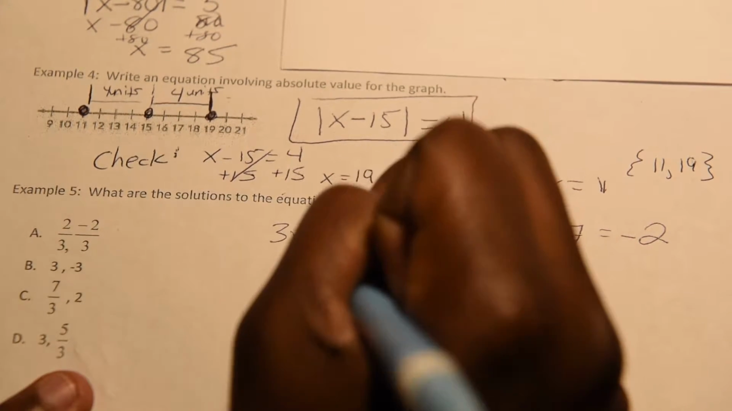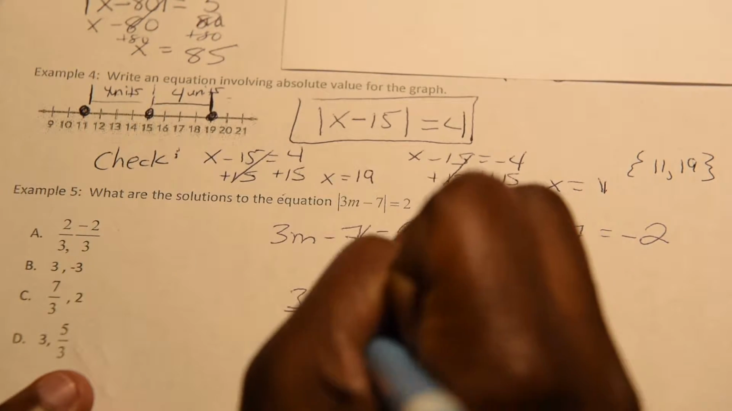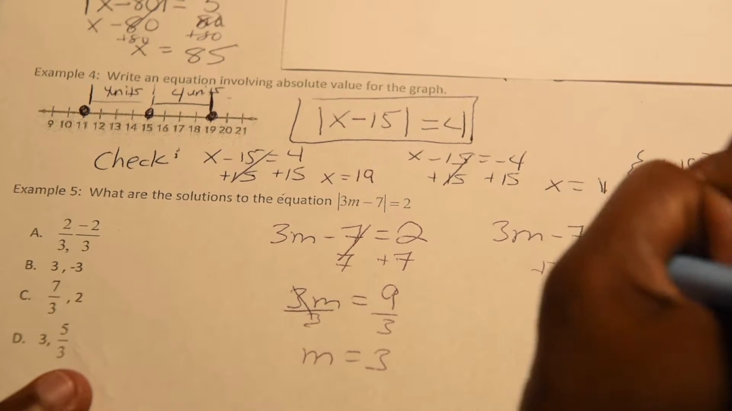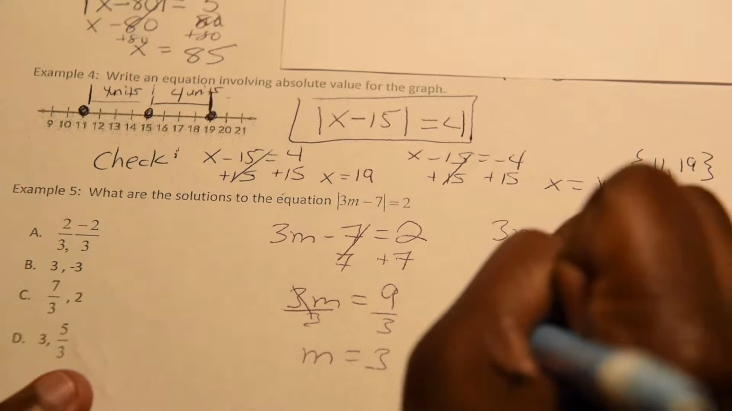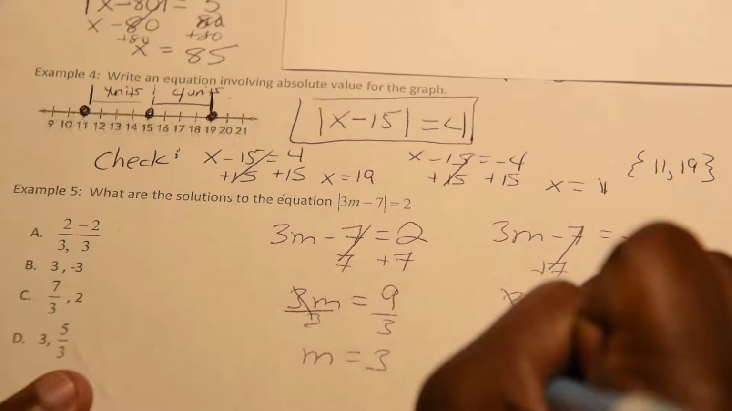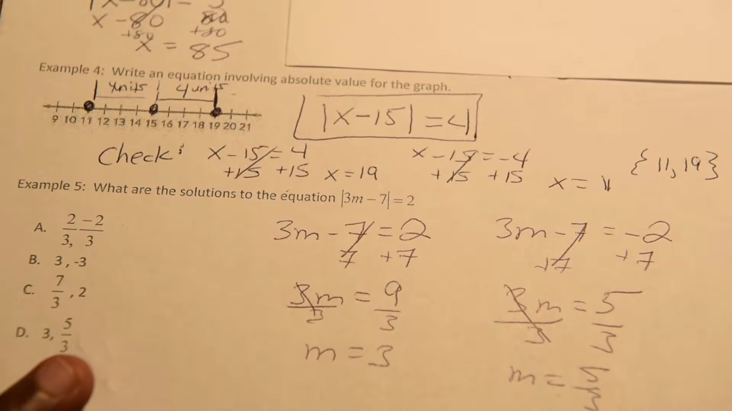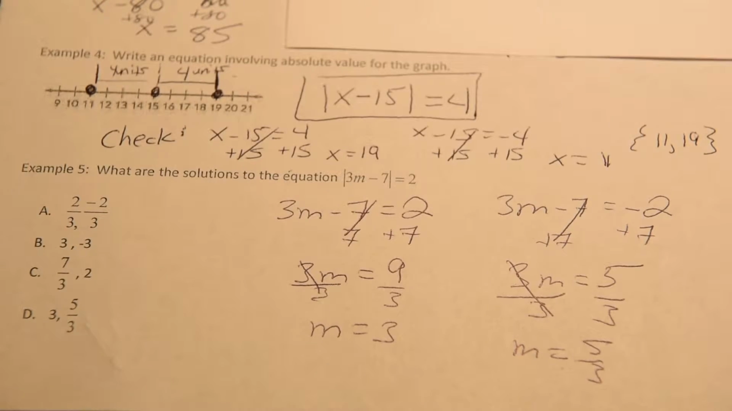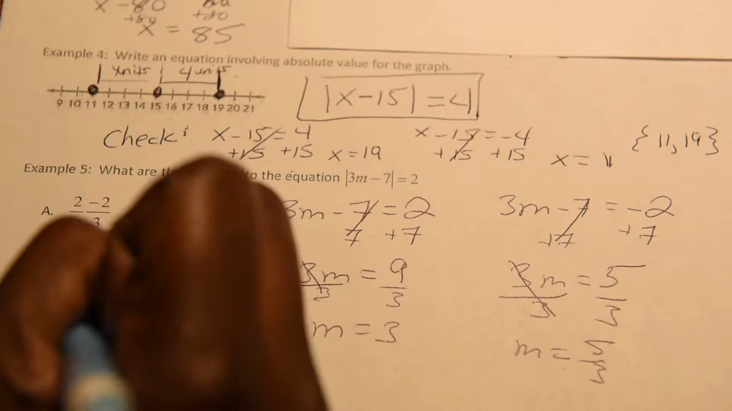We add 7 to both sides. 3m equals 7 plus 2 is 9. Divide by 3 on both sides. M equals 3. In the second one, we add 7 to both sides. 3m equals 7 minus 2, which is 5. Divide by 3. M equals, hopefully you said 5 over 3, because remember, we're not turning it into a mixed fraction. We leave our answers as improper fractions, a numerator and denominator. And so that means our answer will be what? D.